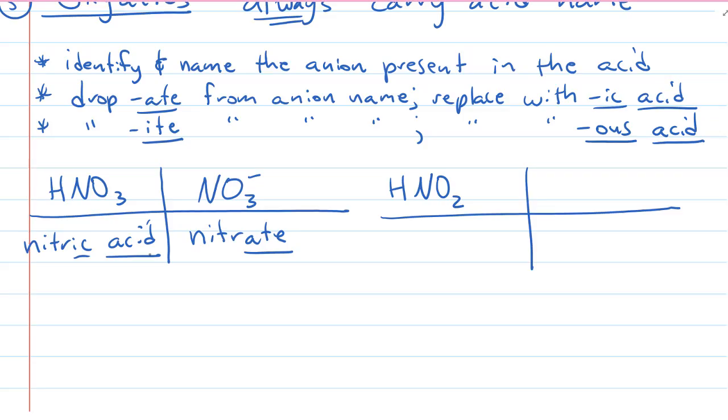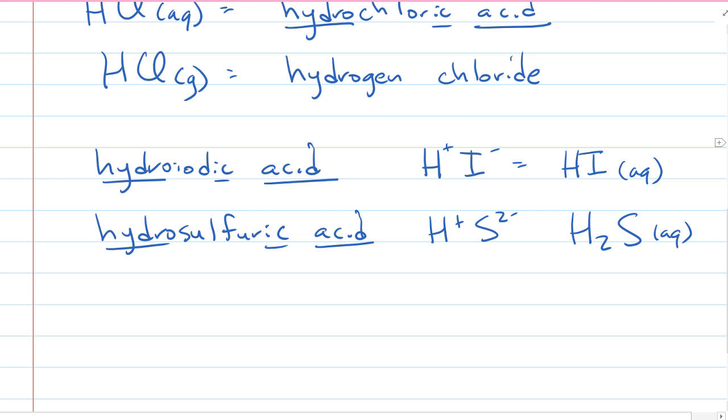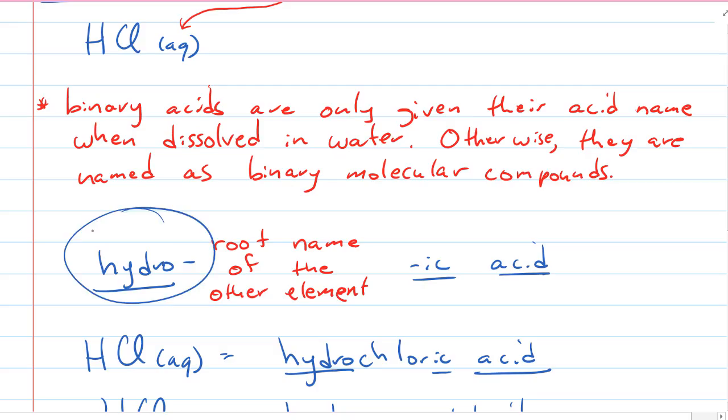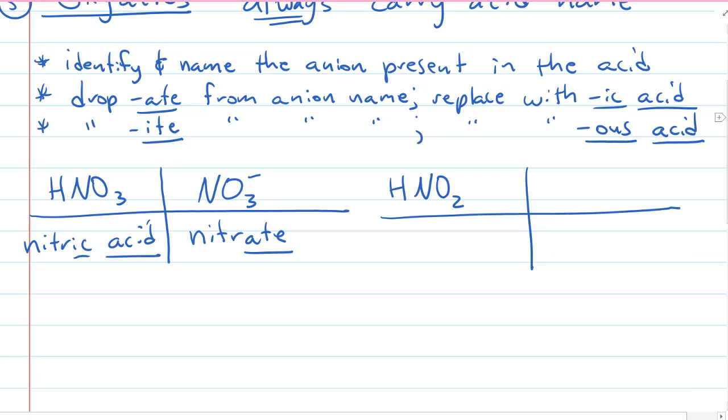We don't add hydro for these ones. If we add in the hydro prefix, it's no longer an oxyacid. Hydro prefixes are the characteristic of a binary acid. Okay, so hydro goes with binary acids. The oxyacids do not have a hydro prefix.